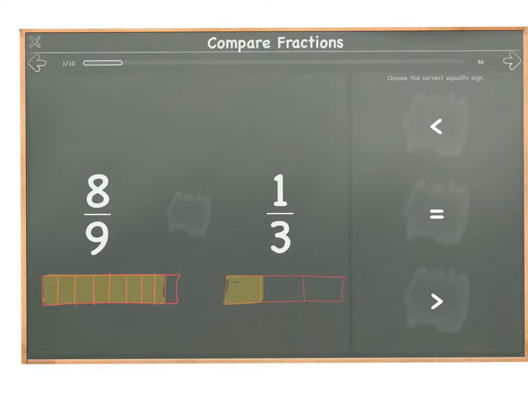The next one you want to compare to 1/3. You can see that's just one piece out of 3. Because ninths are smaller, it takes a few more ninths to be equivalent to 1/3, but we've got 8 of them, so we've got almost a full bar. So in this case, this fraction is much bigger.